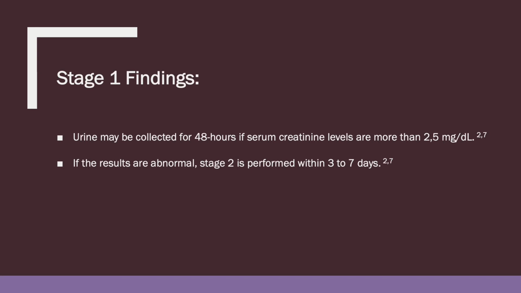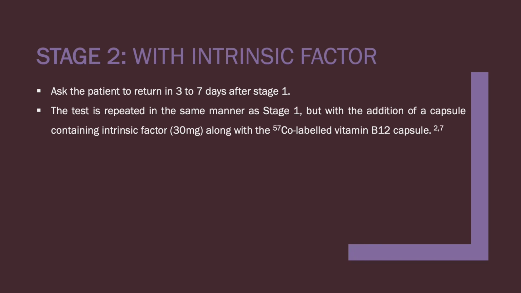If the results are abnormal, then stage 2 is indicated and should be performed within 3 to 7 days after stage 1. Stage 2 is then performed with the intrinsic factor, so the patient should be instructed to return within 3 to 7 days. The same test is then repeated on the patient after the patient has received a capsule containing the intrinsic factor, about 30 milligrams, along with the 57 cobalt labeled vitamin B12 capsule.